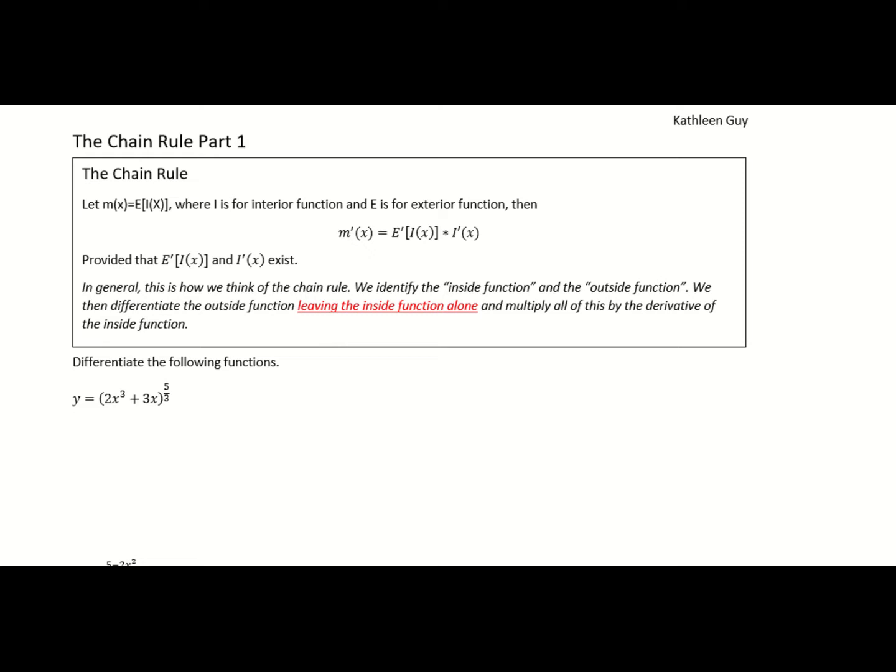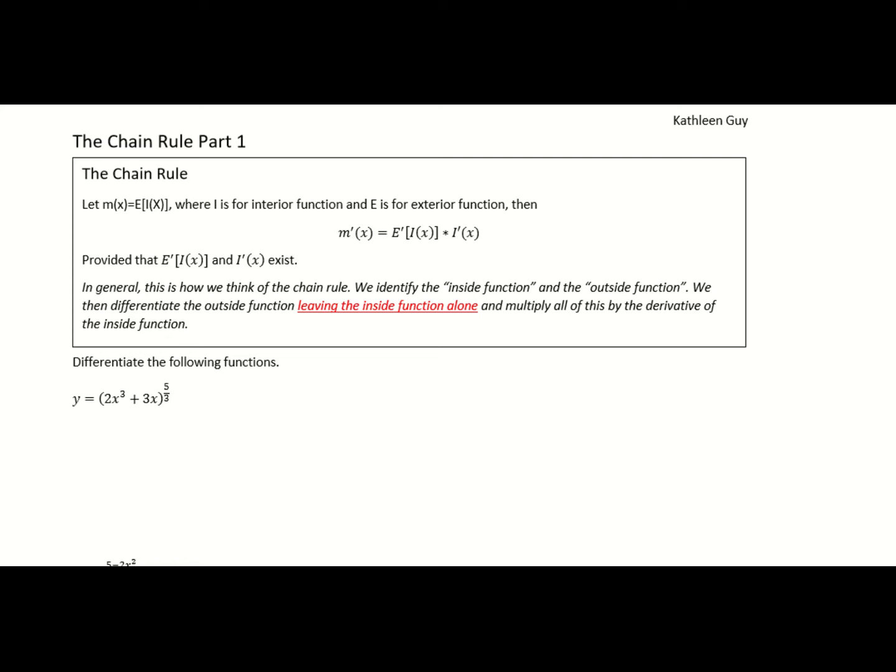Then the derivative of the function will be the derivative of e of I of x, untouched the interior, times the derivative of the interior function. Now, of course, both of those derivatives have to exist. So in general, this is how we think of the chain rule.